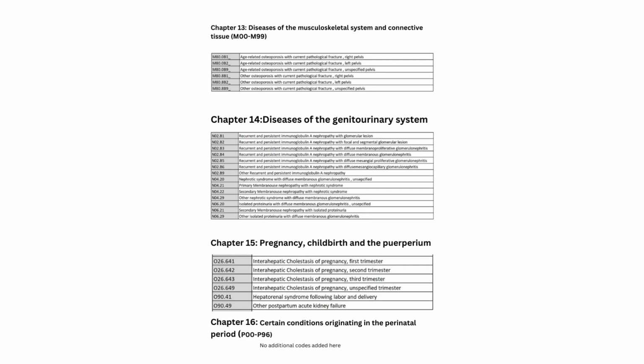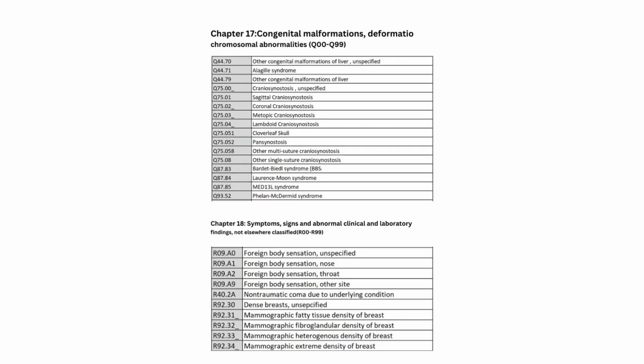Chapter 16. In Chapter 16, we don't have any update. Chapter 17. In Chapter 17, we discuss updates regarding congenital malformation, deformation, and abnormalities. One such condition is Alagille syndrome, which is a genetic disorder that can cause jaundice, poor weight gain, and heart defects. It is currently categorized under a broader liver malformation code, which is important for improving patient care, clinical practice, and patient education and research. This proposal was put forth by the Global Liver Institute.